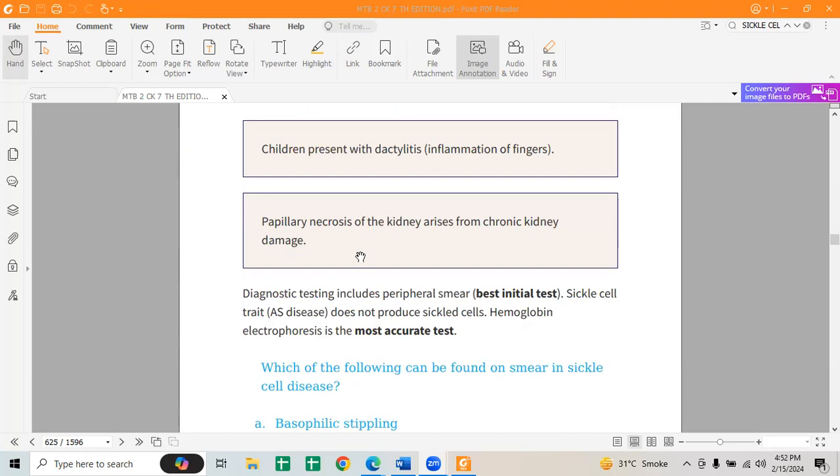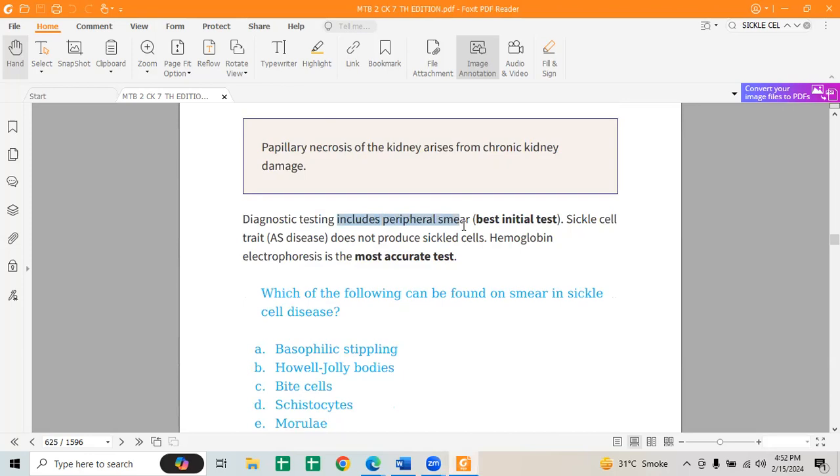And this is the most common: children present with dactylitis. Dactyl means finger, and itis is inflammation, so inflammation of the fingers, in the hand or joint. It's the commonest presentation. So in our scenario, what I had given you, a 15-year-old male presented with severe upper limb or joint pain in the upper limb or hand. So this is classical. And papillary necrosis.